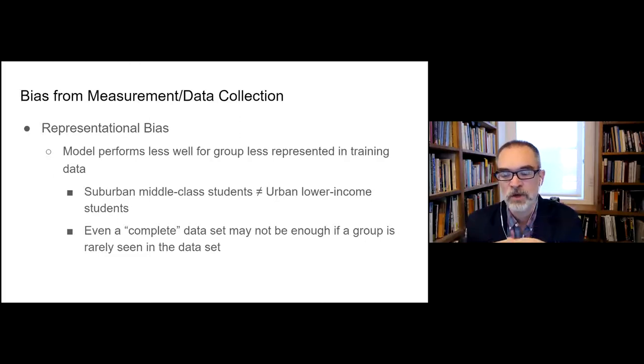Another piece of the puzzle for representational bias is to remember that even a complete data set from one setting may not be sufficient to avoid bias if important groups are only rarely represented in that data.